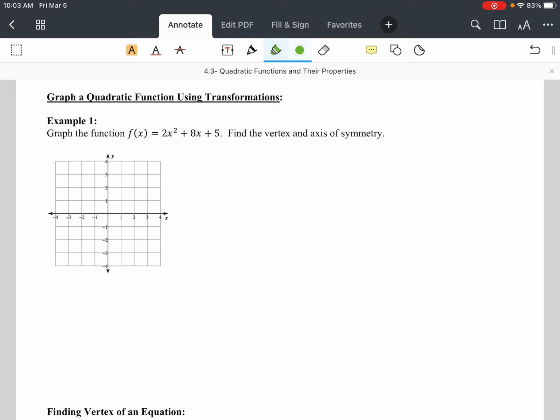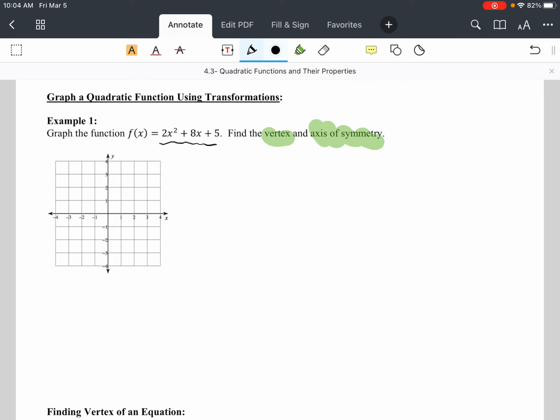So it's going to ask us to graph the function 2x squared plus 8x plus 5, and then find the vertex and the axis of symmetry. Okay, so one thing about this, and I'll go over this here in just a second, but the vertex is either the peak or the belly of the quadratic. And then the axis of symmetry is the vertical line that goes through that peak or belly.